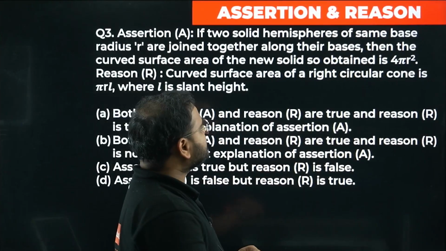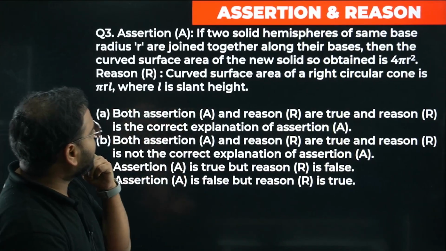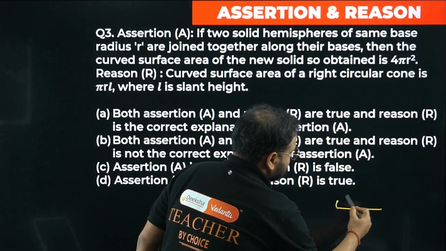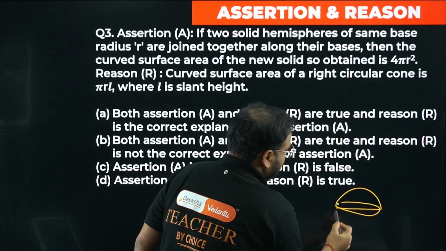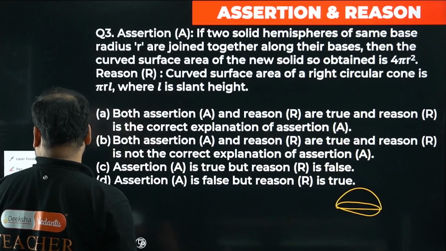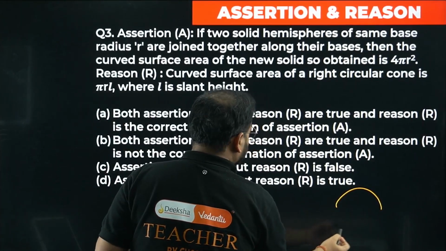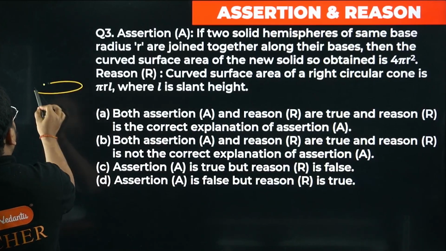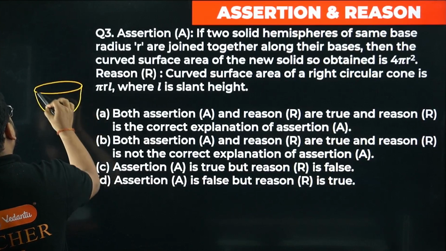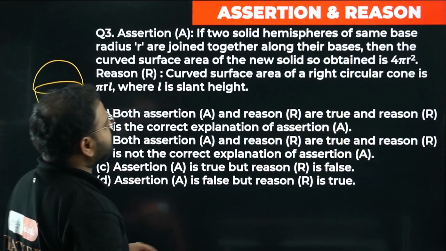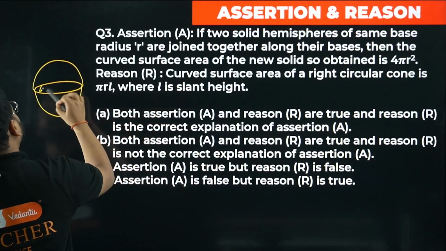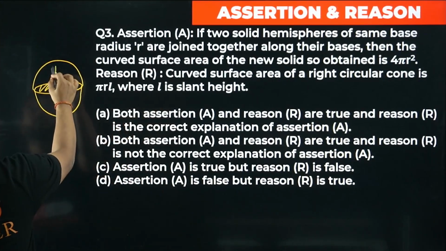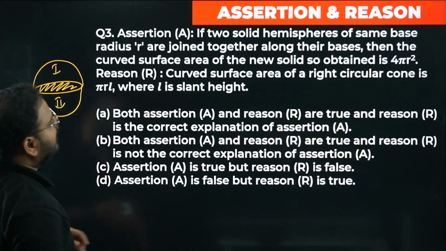If two solid hemispheres of the same base radius r are joined together along their bases, okay? Hemisphere like this, right? Same base, like this. One second, I can draw better. Let me draw over here only. So this is hemisphere number 1 and the top is like this. Two solid hemispheres of the same base, this base, radius r, are joined together, means clubbed like this. So hemisphere number 1 and number 2 are clubbed like this along their bases.